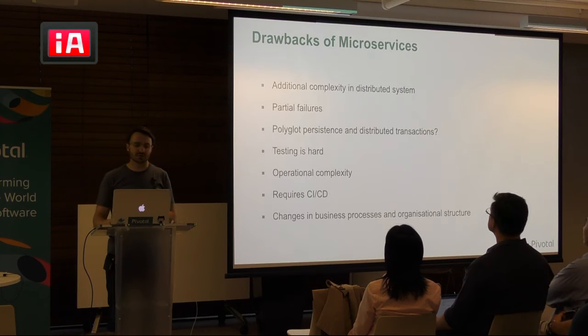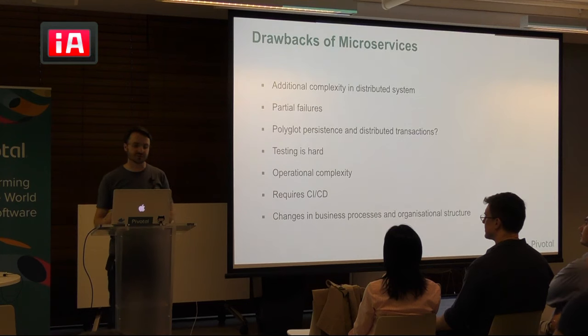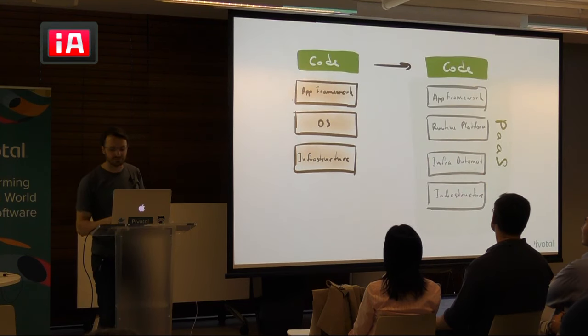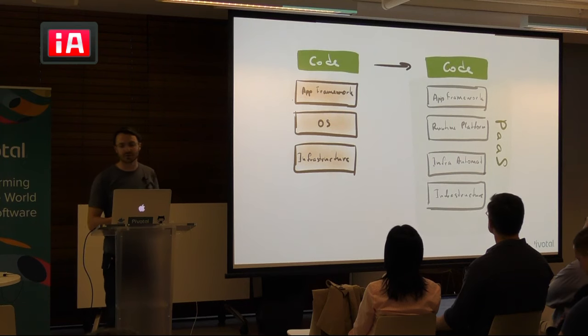Some of the drawbacks: you are now implementing a distributed system. We've got partial failures that are difficult to deal with. Testing is really hard. Operational complexity has just increased. And you now have to deal with CI/CD pipelines, and you need to change your organizational structure. So how do you deal with operational complexity?